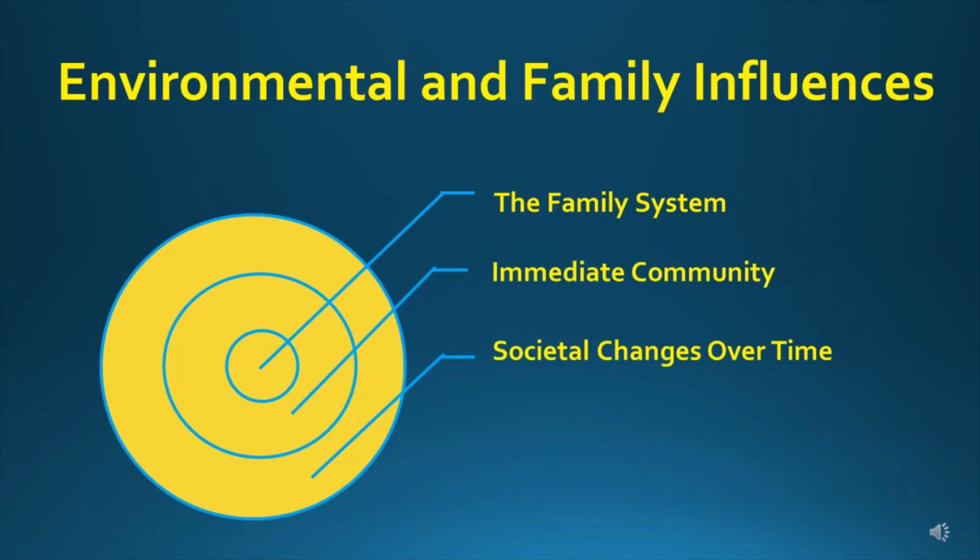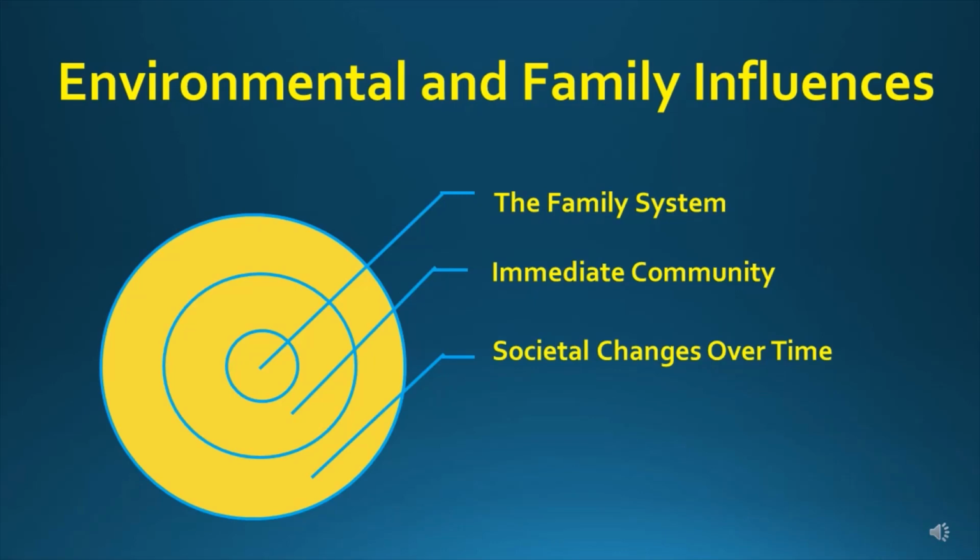The bilingual child's language learning and development is highly influenced by the child's environment. The figure in this slide depicts the child's environment, which may include the family system, immediate community, and societal changes over time. The inner circle is the family system. The family system may include the nuclear family, such as parents, primary caregivers, siblings, or anyone else who may take care of the child in the home. In the home setting, the child is directly and highly exposed to his or her native language.